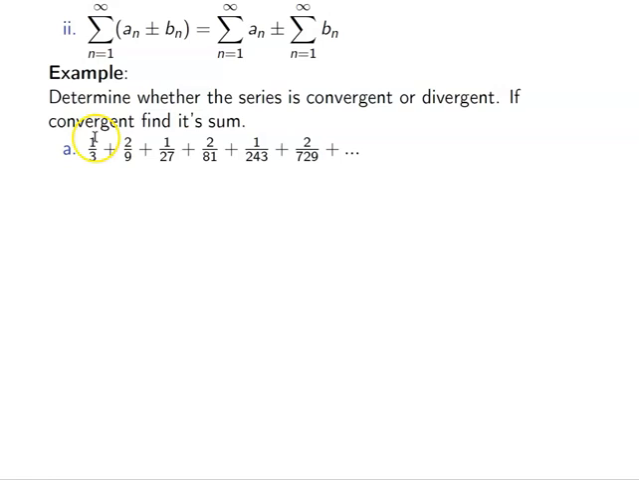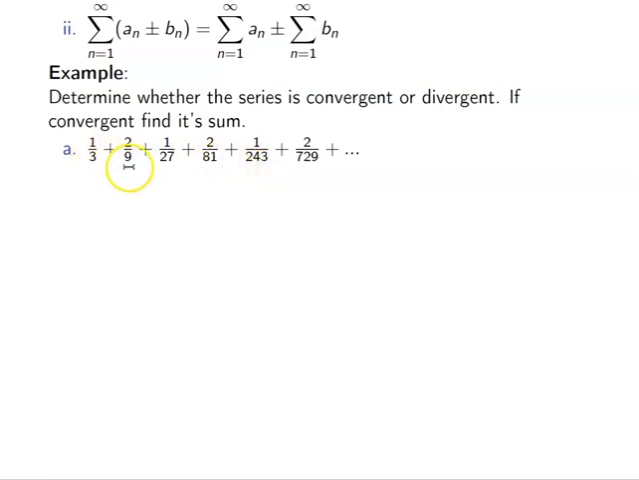So let's just try to find a general term. You can see here I have 1 over 3, 2 over 9, 1 over 27, 2 over 81, 1 over 243, 2 over 729. The first thing that I notice is that the denominator continues to get larger. It looks like it's going up by powers of 3.